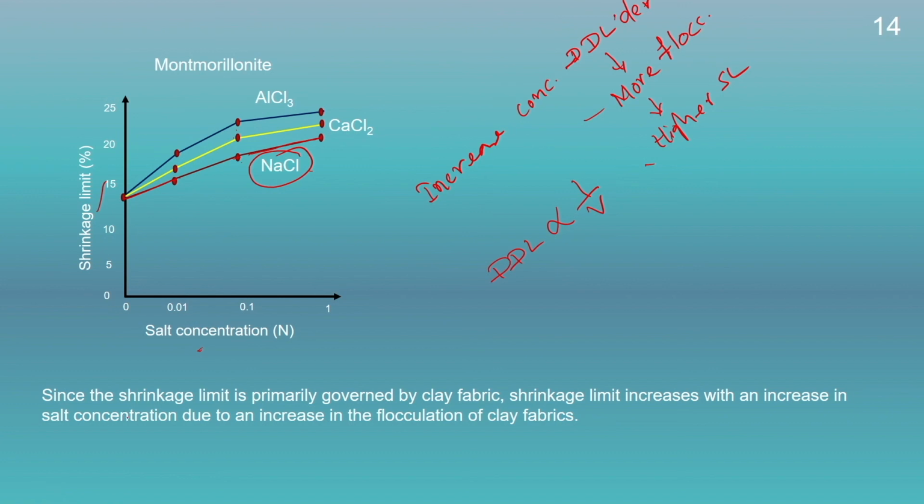So, we can conclude that the shrinkage limit is primarily governed by the clay fabric, and the shrinkage limit will increase with increase in the salt concentration due to an increase in the flocculation of the clay fabric, caused by a decrease in the net repulsive forces because of the decrease in the diffuse double layer thickness.